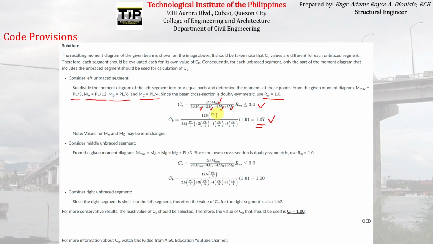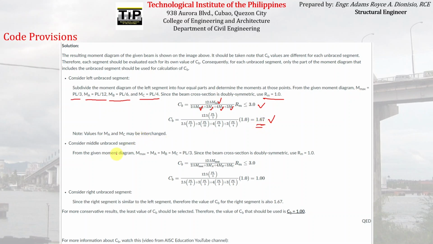There's no harm in interchanging MA and MC, but there is a corresponding harm if you interchange MA or MC with MB, since they have a different coefficient. So always be careful. Okay, so that is the LTB modification factor for the first unbraced segment.